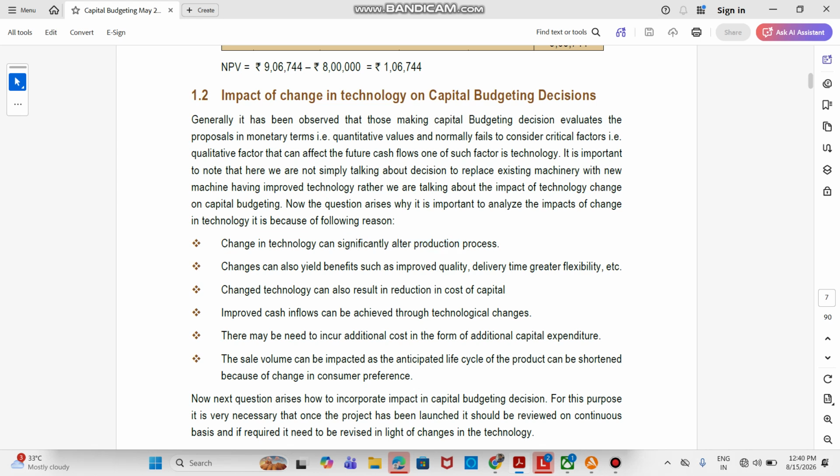Change in technology can also result in reduction in cost of capital, and improved cash flows can be achieved through technological changes. There may also be a need to incur additional costs in the form of additional capex, etc. And lastly, the sales volume can be impacted because your cost of capital and capex have some impact. It's a cyclical effect, so volume will also be impacted. So these are the various reasons why it is important to analyze the impact of changes in technology with regard to your capital budgeting decisions.